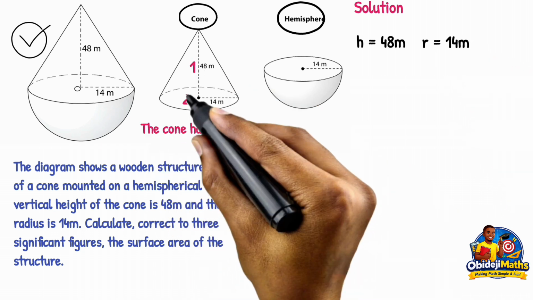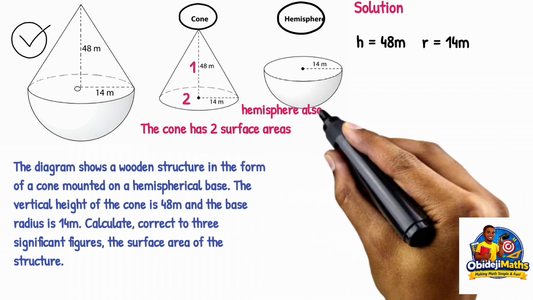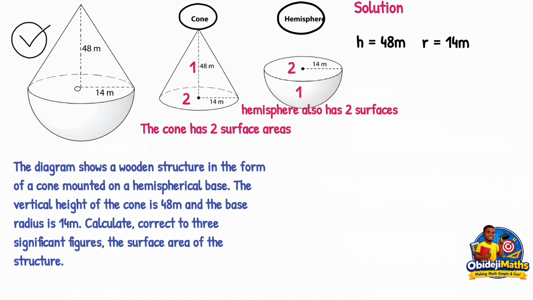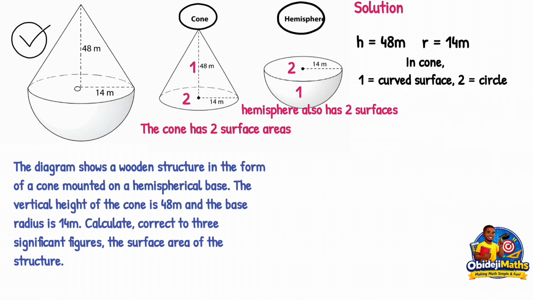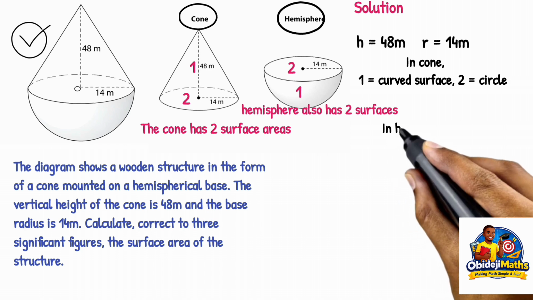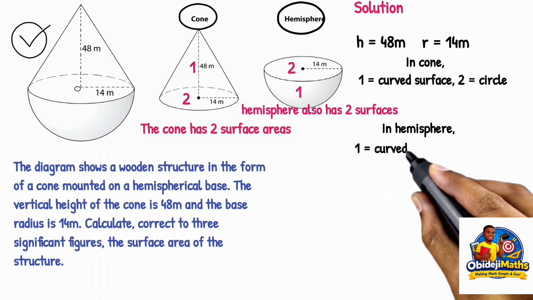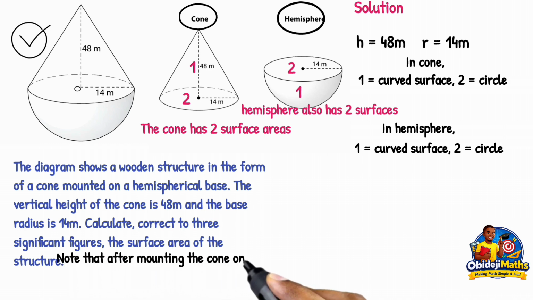Now, you will notice that the cone has two surfaces. I labeled them 1 and 2, as you can see. The hemisphere also has two surfaces: the curved surface, which is 1, and the circular surface, which is 2. Now, let's take them one by one. In the cone, the one I labeled 1 is the curved surface. The one I labeled 2 is the circular surface. Likewise, in the hemisphere, the one I labeled 1 is the curved surface, while the one I labeled 2 is the circular surface.